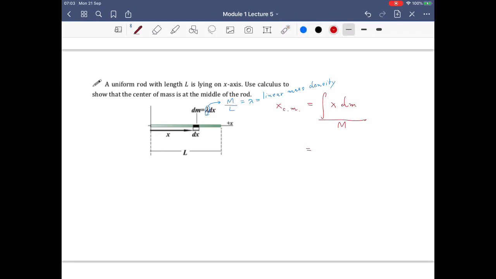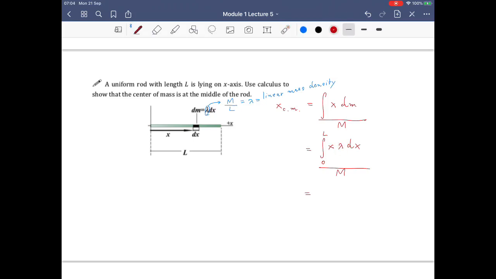Okay, and now because of that we can change this dm into lambda dx, and we will have the integral of x lambda dx from, of course, 0 to L, because you want to do the integral from this point which has x equals 0 to this point which is x equals L, divided by M.